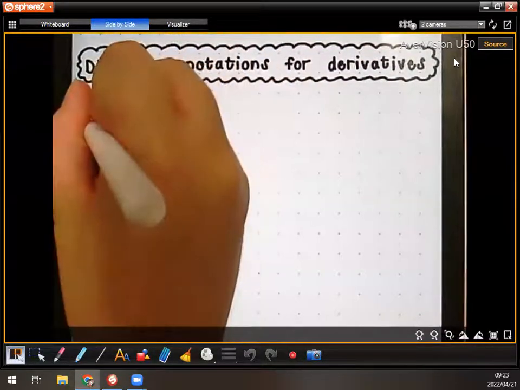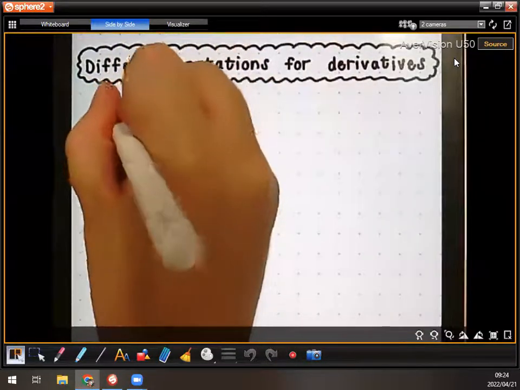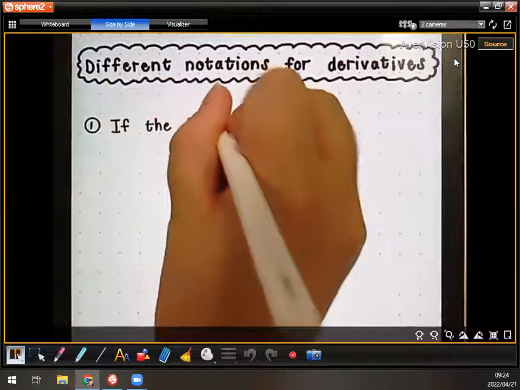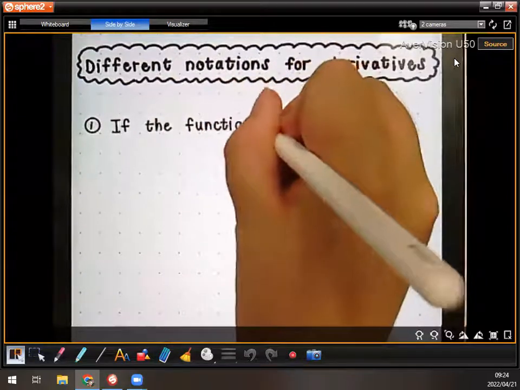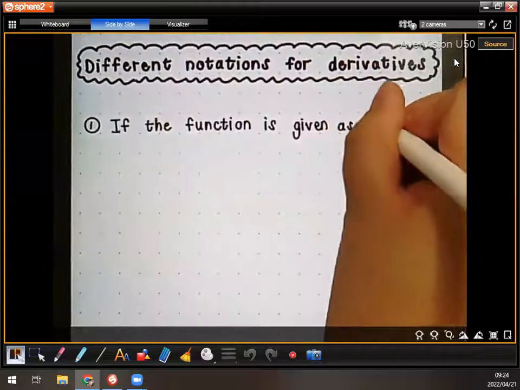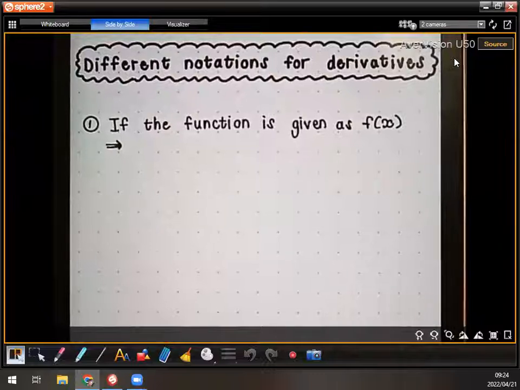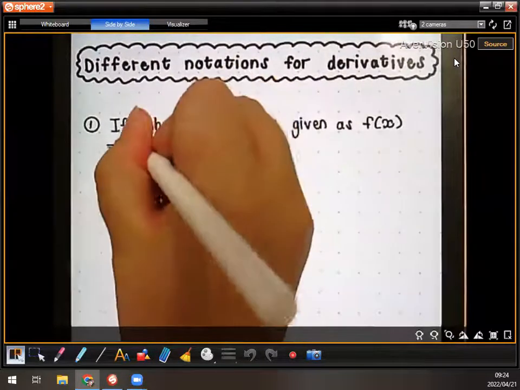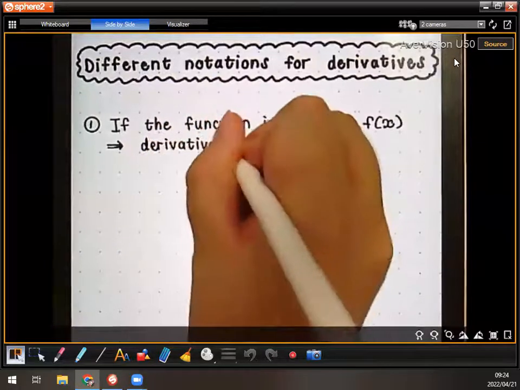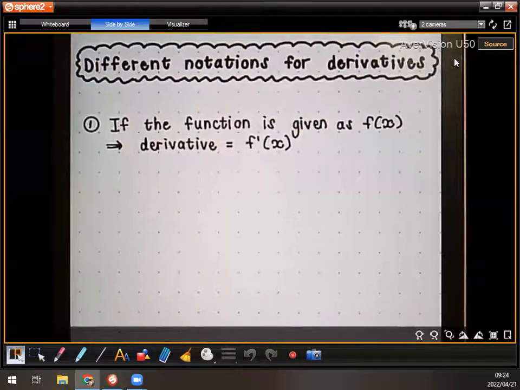Okay, different notations. So if the function is given as f of x, which is what we've been doing now, then the derivative will be written as f dash x. That's the basic notation.